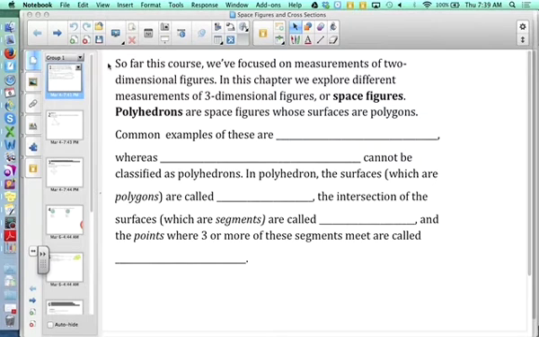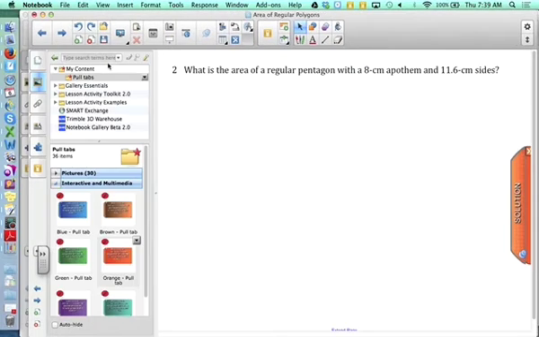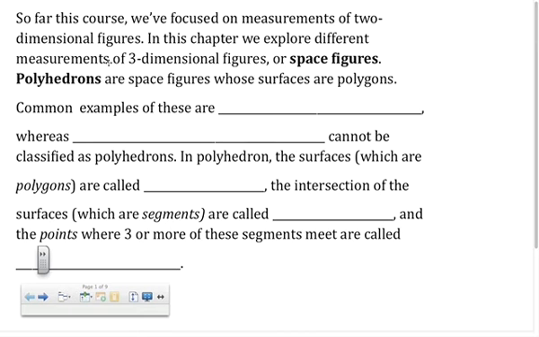As you can see, in this chapter we are starting to talk about three-dimensional figures, and we will start simply by talking about the vocabulary of those three-dimensional figures. Tomorrow we'll start finding the area of those figures, and when we return from break, we'll be talking about the volumes of these figures.